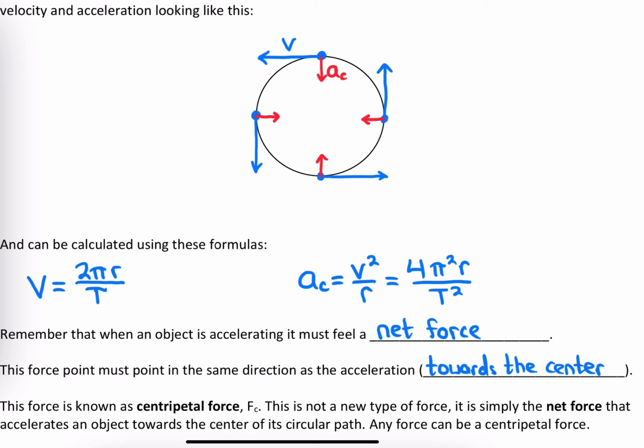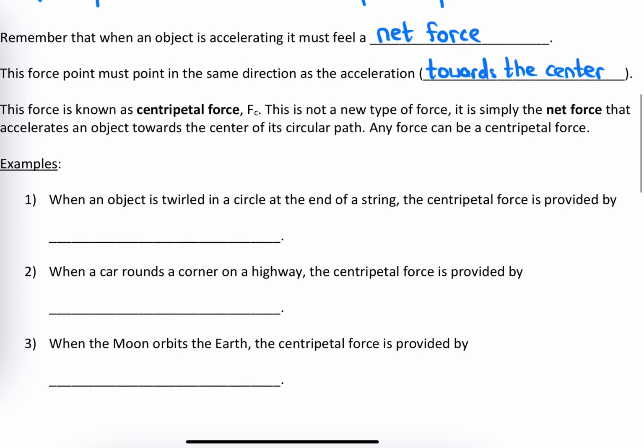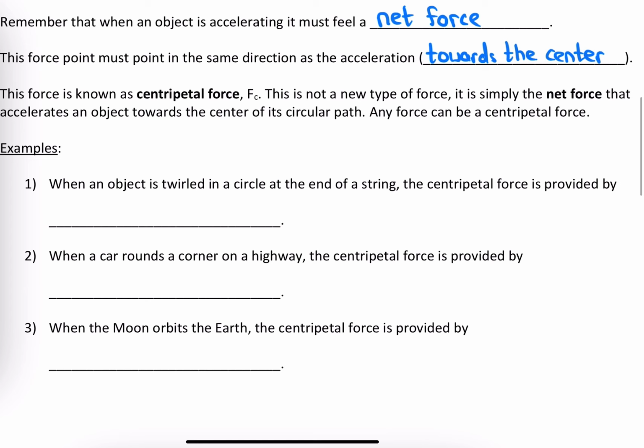Any force we have already talked about could be a centripetal force, as long as it points towards the center of the circle that is the path of an object in circular motion. So any force can be a centripetal force. It's kind of like the word net force. Any force can be the net force. Any force can be a centripetal force. Here are some examples of different centripetal forces. If an object is twirled in a circle at the end of a string, which is the situation we looked at in the previous lesson, the centripetal force, the force that's pulling the object towards the center of the circle, comes from the tension in the string.